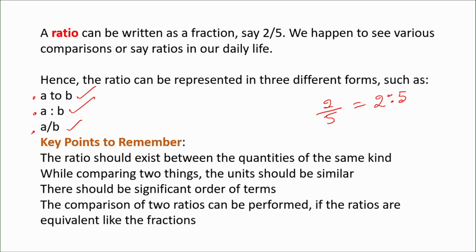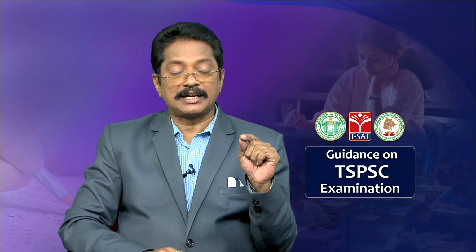So, the key points to remember for the ratio: the ratio should exist between quantities of the same kind. While comparing two things, the units should be similar. There should be a significant order of terms. The comparison of two ratios can be performed if the ratios are equivalent, like fractions. This is very, very important. So, we have very important points to remember about the ratio.